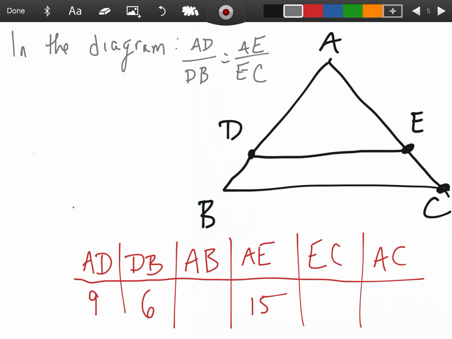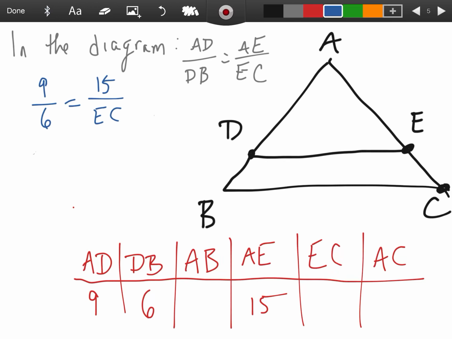All right. Great. Lastly, we're going to finish it out by doing a little bit of geometry here. In this problem, we are told in the diagram that AD over DB is equal to AE over EC, so we've got some proportional sides. This is our goal: to fill out the chart. They give us AD, DB, and AE. Let's start by filling in that chart: 9, 6 over 15 over EC. So 9 over 6 equals 15 over EC.